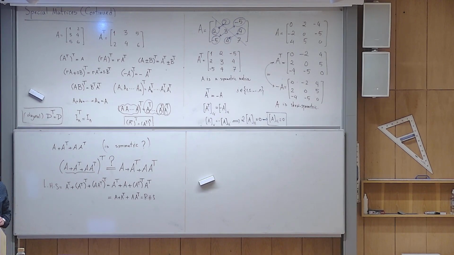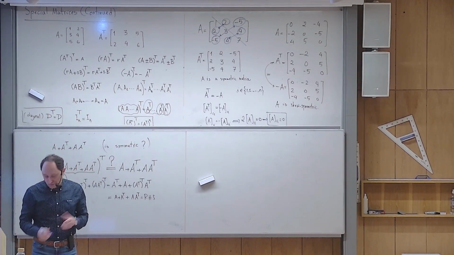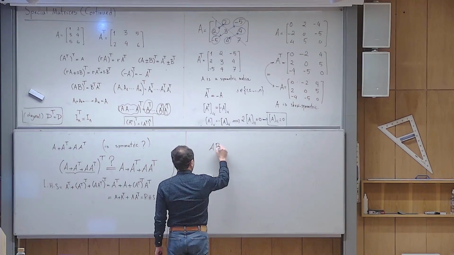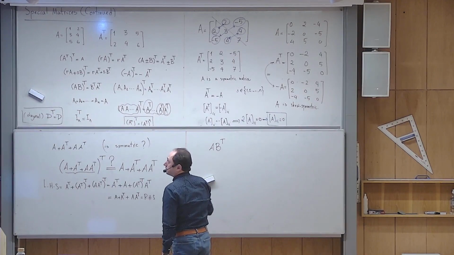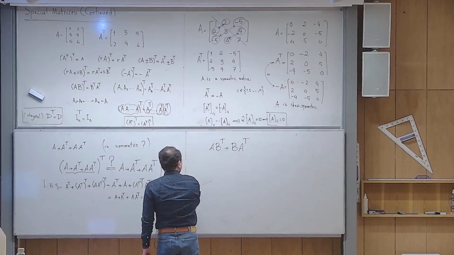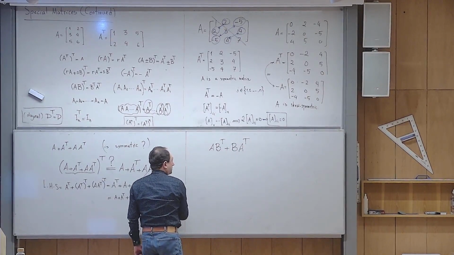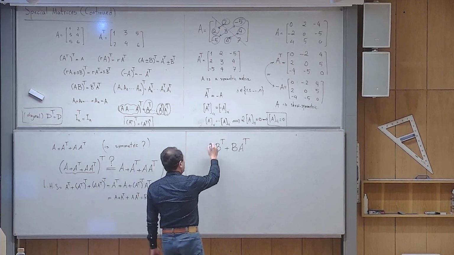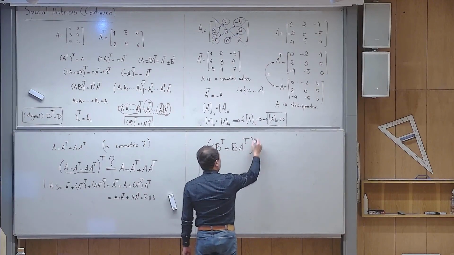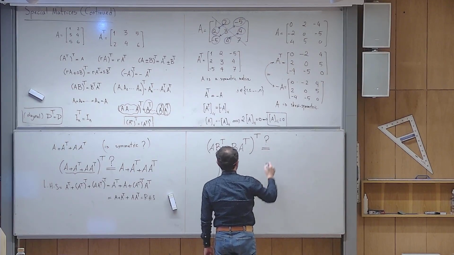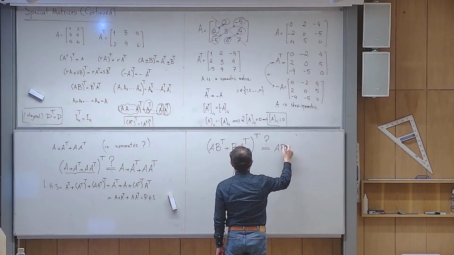The second part of example 144. So we have two matrices A and B, of course, of the same order. We want to show that this combination, A B transpose plus B A transpose, is always symmetric, regardless of whether A and B are symmetric or not. So again, if I want to prove my claim, I need to take a transpose of this matrix and prove that it becomes equal to the matrix itself.